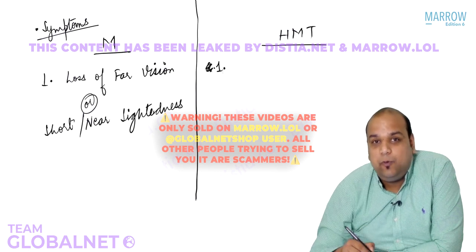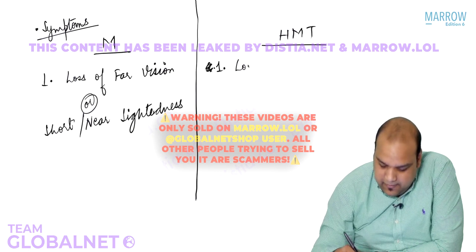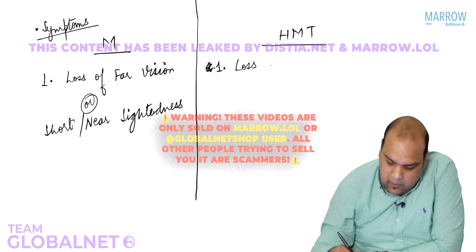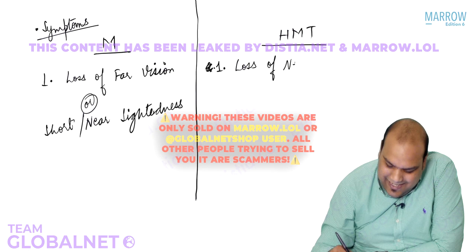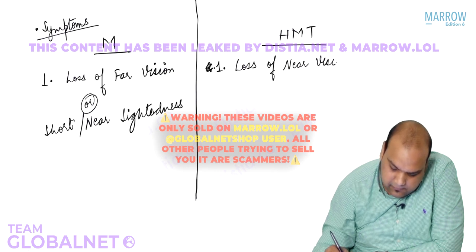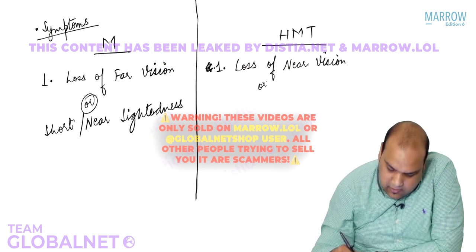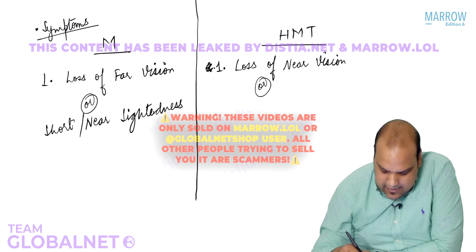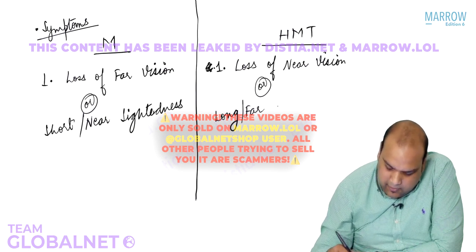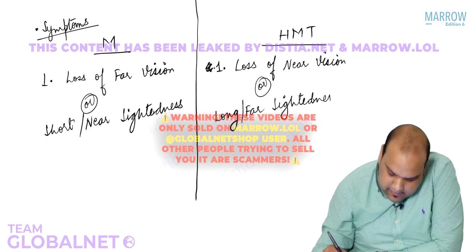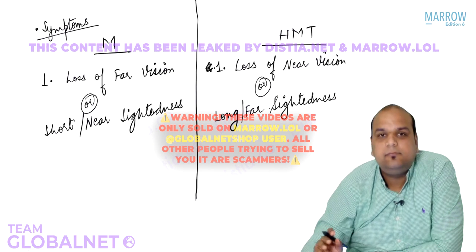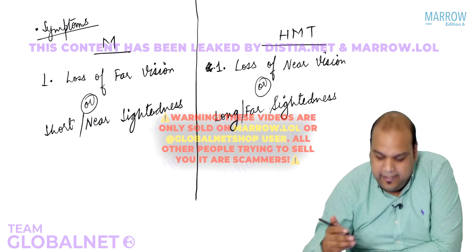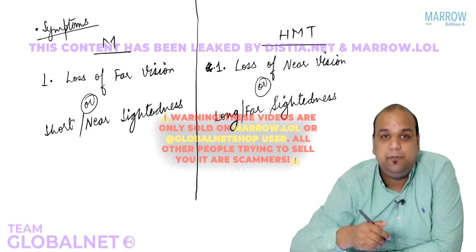The opposite will be true for hypermetropia. There will be loss of near vision, which can be known as long-sightedness or far-sightedness. Again, I hope there is no confusion. I can't look at near, but my far vision is absolutely normal.